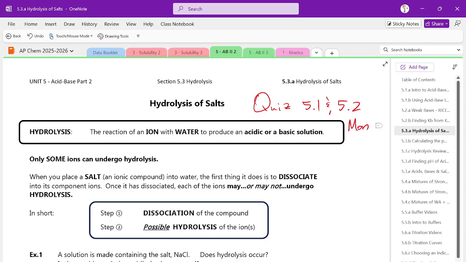Hydrolysis: the reaction of an ion with water to produce an acidic or basic solution, which we've already been looking at. Did we not just look at F minus reacting with water to give hydroxide? Yes? So hydrolysis is nothing new, we're just giving it a name. It is different from biology, not the same hydrolysis as in bio.